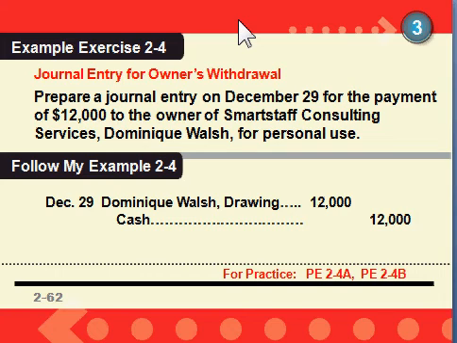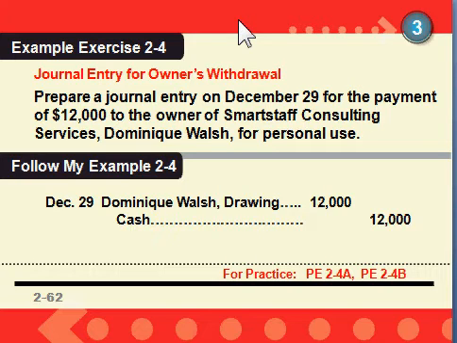We're picking back up on page 66 with our two exercises, 2-4 and 2-5. Exercise 2-4 says prepare a journal entry on December the 29th for the payment of $12,000 to the owner of Smart Staff Consulting Services, Dominique Walsh, for personal use.